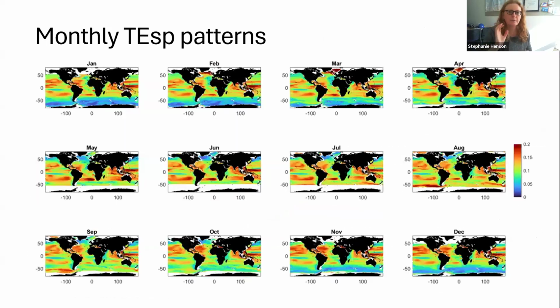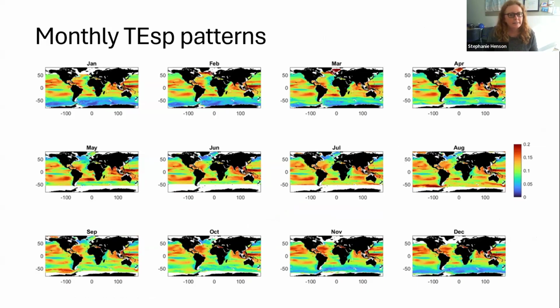I'll just show you what those months look like. I'm sorry, these are tiny, I apologize, but it goes from January through to December here. And hopefully you can see the changing patterns. If you focus on your favorite place, you can look through the figures and see how it's changing.